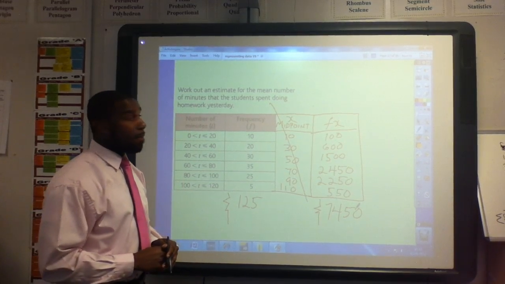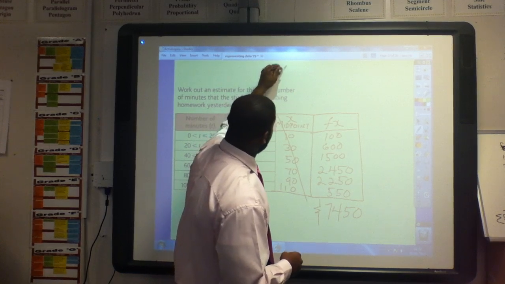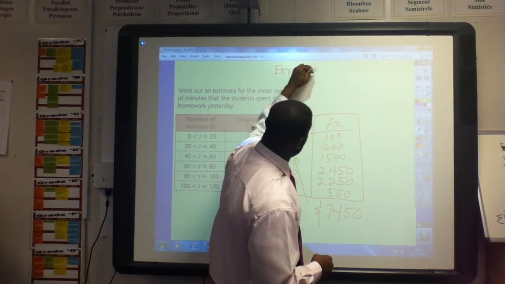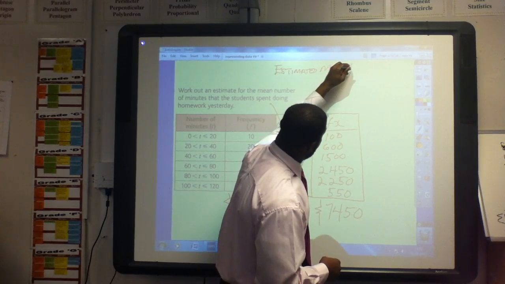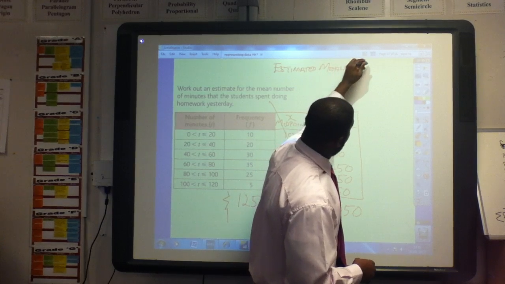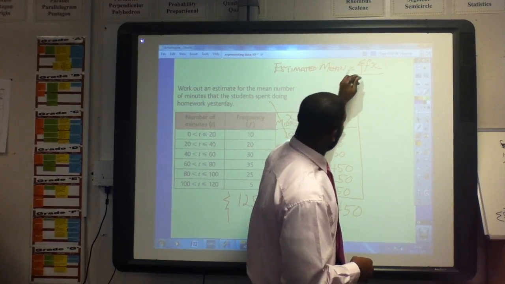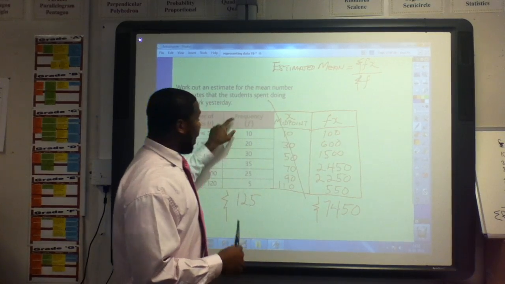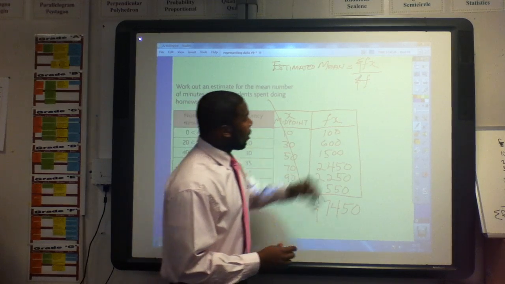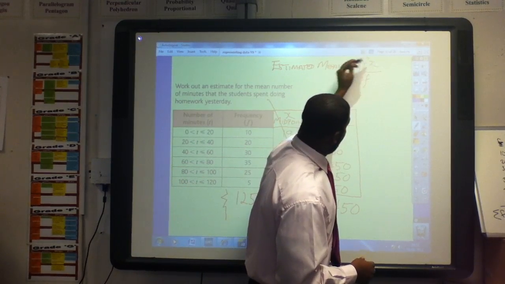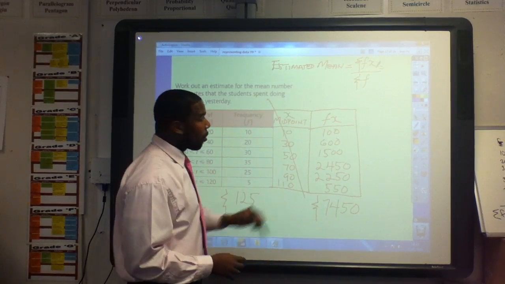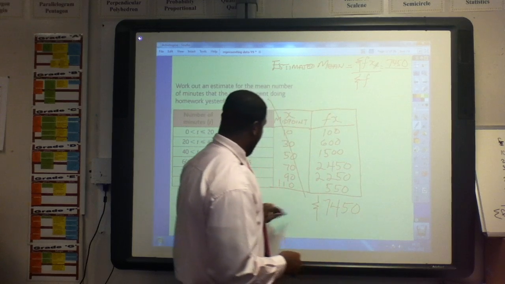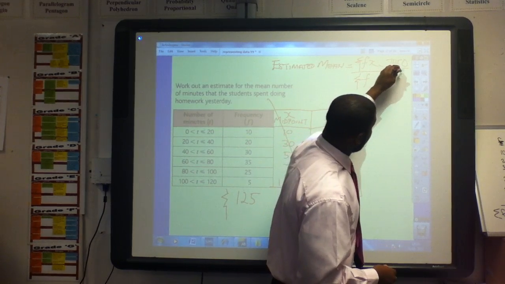Now, in order to find the estimated mean, I'm just going to come back to the top here. Estimated mean is equal to the sum of Fx divided by the sum of F. So it's the sum of the frequency times the midpoint divided by the sum of the frequency. The sum of Fx is equal to 7,450, and we're going to divide that by 125.